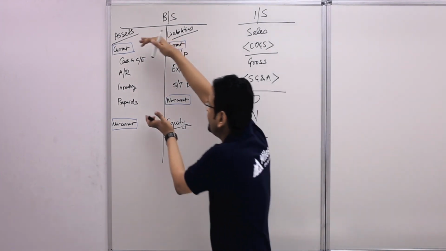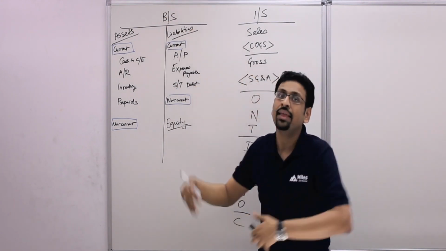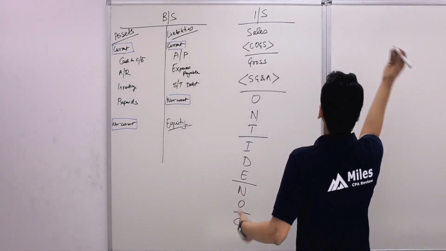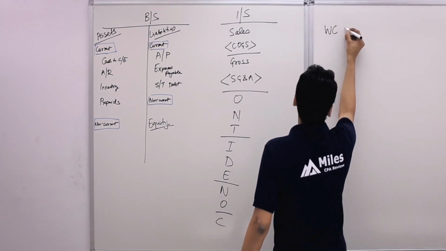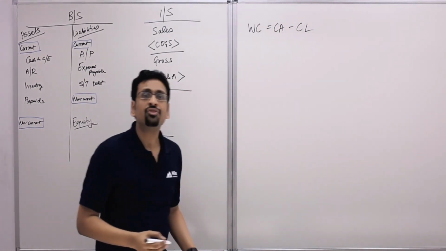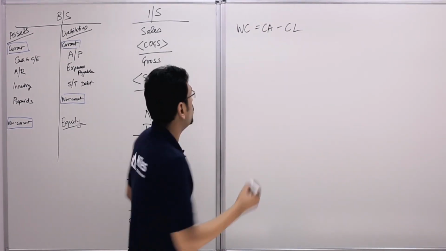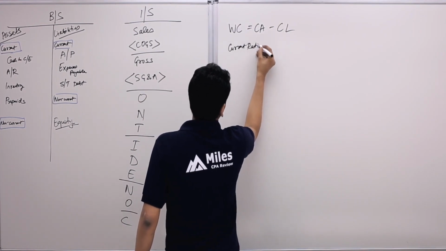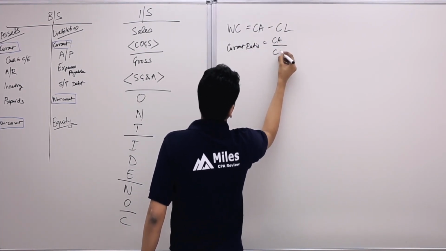Now, current assets less current liabilities, that becomes your working capital. Let me put it here. Working capital is equal to current assets minus current liabilities. Then you have something we call the current ratio. This is current assets by current liabilities.